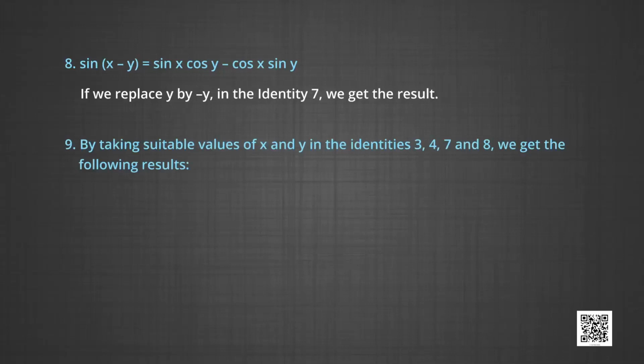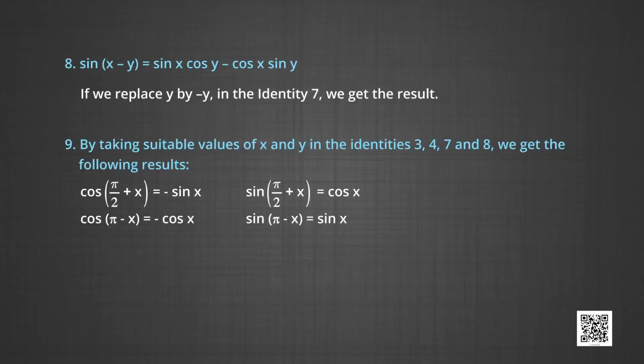Now, by taking suitable values of x and y in the identities 3, 4, 7 and 8, we get the following results. Cos of pi by 2 plus x is equal to minus sin x, whereas sin of pi by 2 plus x is equal to cos x. Cos of pi minus x is equal to minus cos x, but sin of pi minus x remains sin x. Cos of pi plus x becomes minus cos x because pi plus x is in the third quadrant. Also, sin of pi plus x is equal to minus sin x.